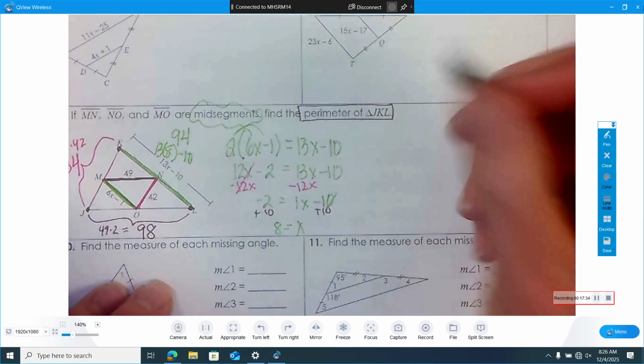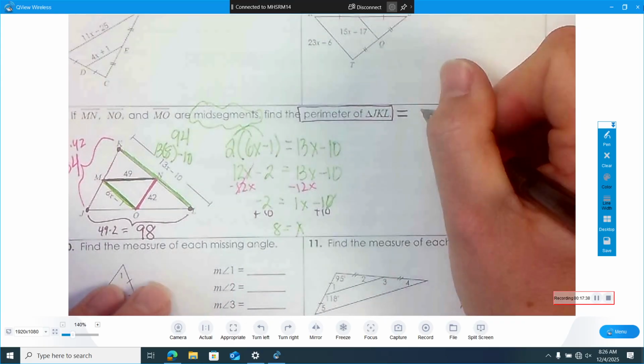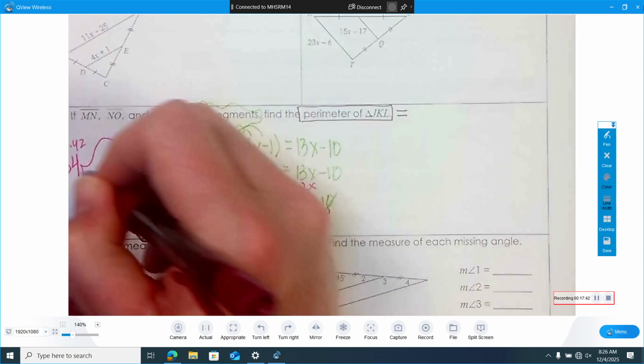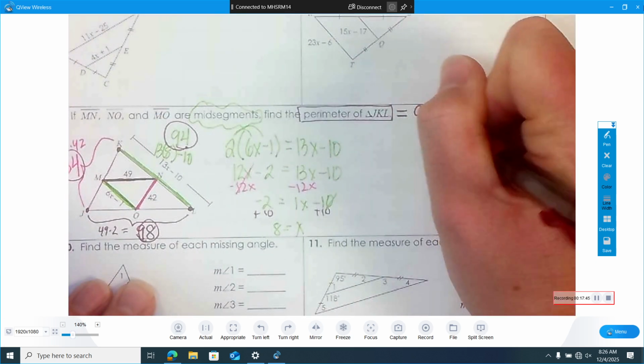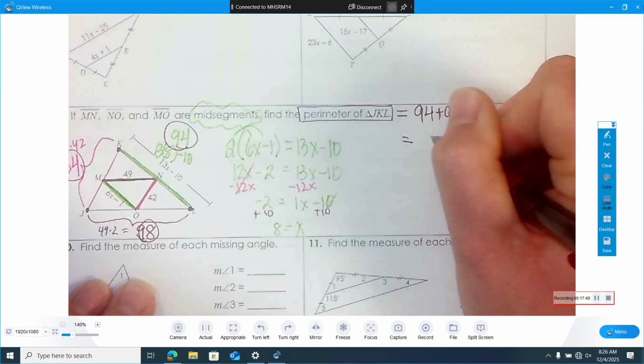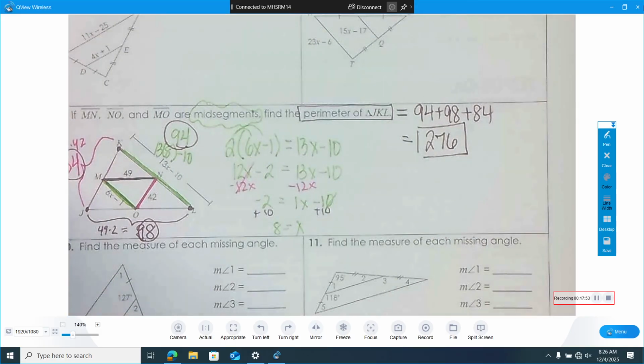All right, so how do we find the perimeter of triangle JKL? Add the outsides up. We've got the 94, the 98, and the 84. 94 plus 98 plus 84 equals 276.